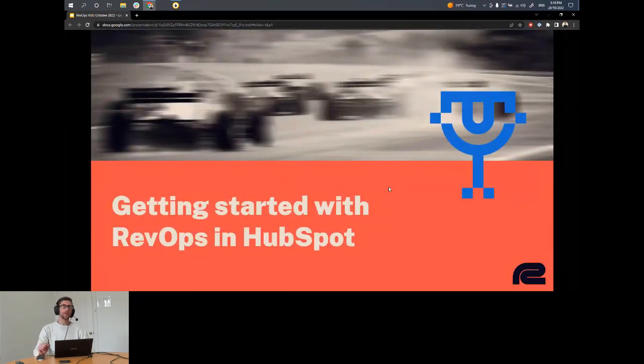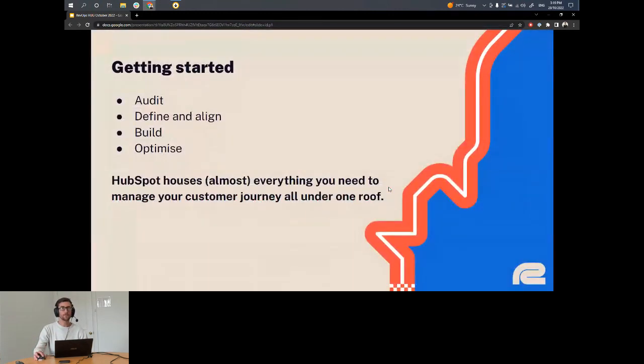So how do you get started with RevOps? Well, if you have HubSpot, the good news is that you've basically already started. You can get started with your RevOps strategy following those 4 steps. So audit, define and align, build and optimize.